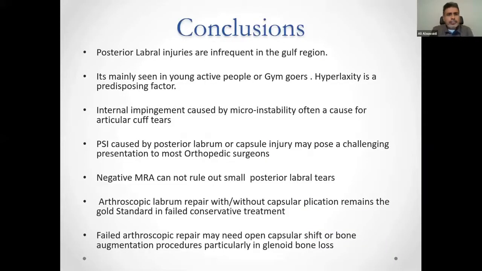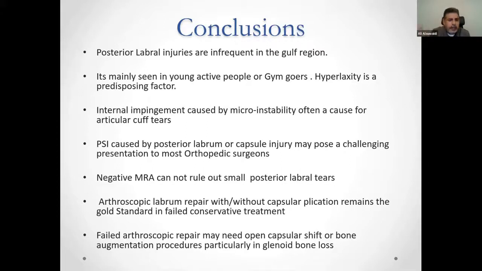So in conclusion, posterior labral injuries are infrequent in the Gulf region as compared to the anterior instability. And I see it mainly in young people or gym goers. Hyperlaxity in our region is common. I've seen internal impingement with small tears of the articular sided cuff tears because of this micro instability. And I feel that posterior shoulder instability may be a confusing presentation to most orthopedic surgeons. It's a challenge. So you need to think almost twice about it as you would think of an anterior instability.